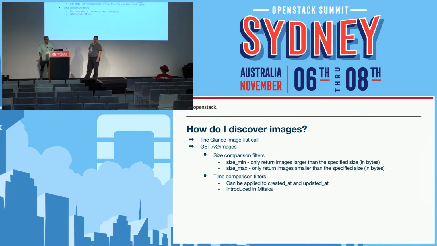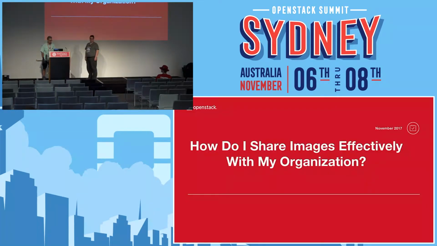And then finally, there's the size comparison filters. So you can specify either a size min, and then you'll only see images that are larger than that, or probably more useful, a size max will only return images smaller than that if you're looking to save money by using a small disk or something. And there are also time comparison filters that can be applied to created at and updated at to help you narrow down the range of things you're searching for. Those were introduced in Mitaka, and the API reference explains exactly how to handle those. So that's basically it for discovery.